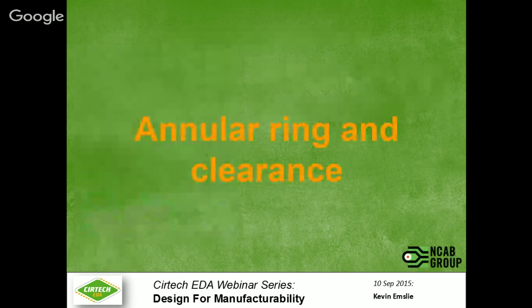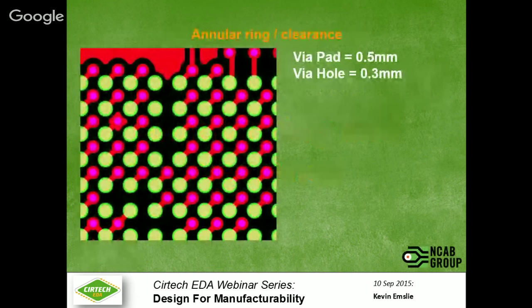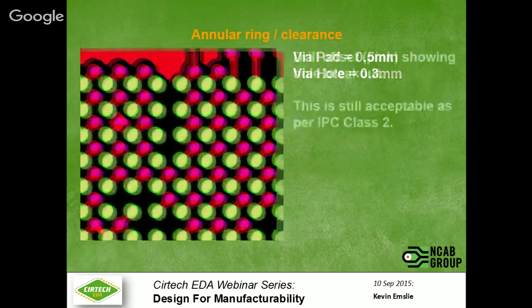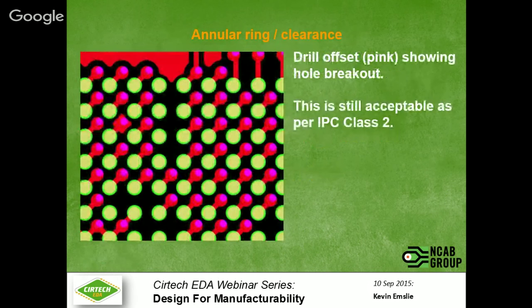Okay, annular ring and clearance. Again, a close-up of a BGA. You can see the dog bone shapes, and the holes for the vias are nicely centered. If we take those holes and we move them to one extreme, we'll see that there is a breakout. It's about a 90-degree breakout, but that is still acceptable as far as IPC Class 2 standards go.